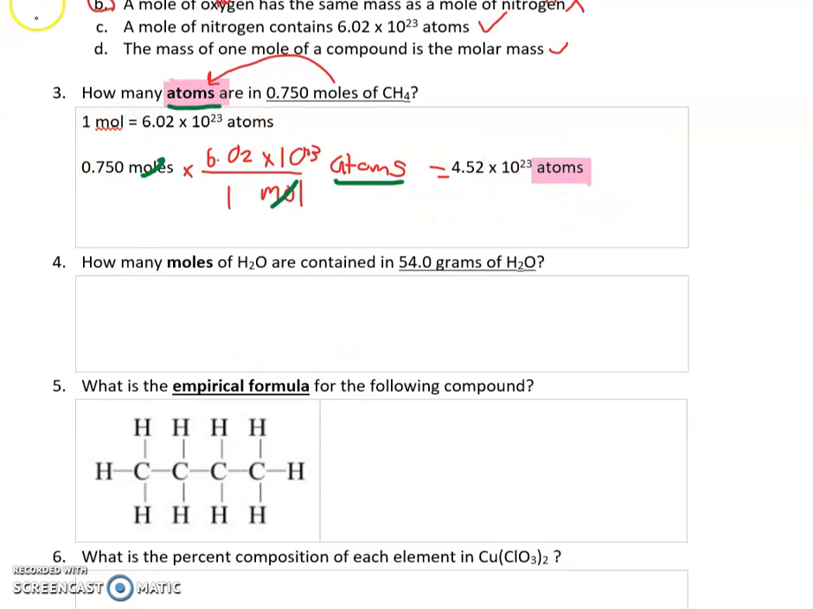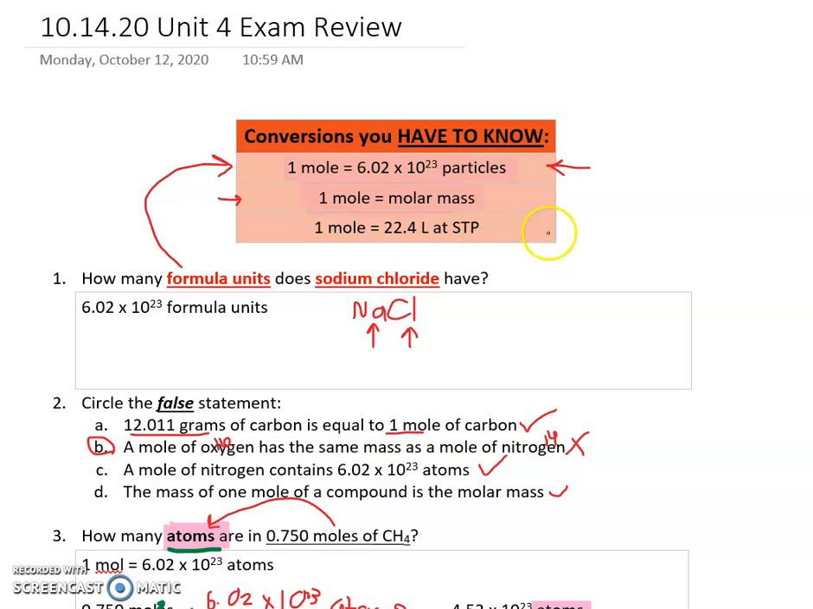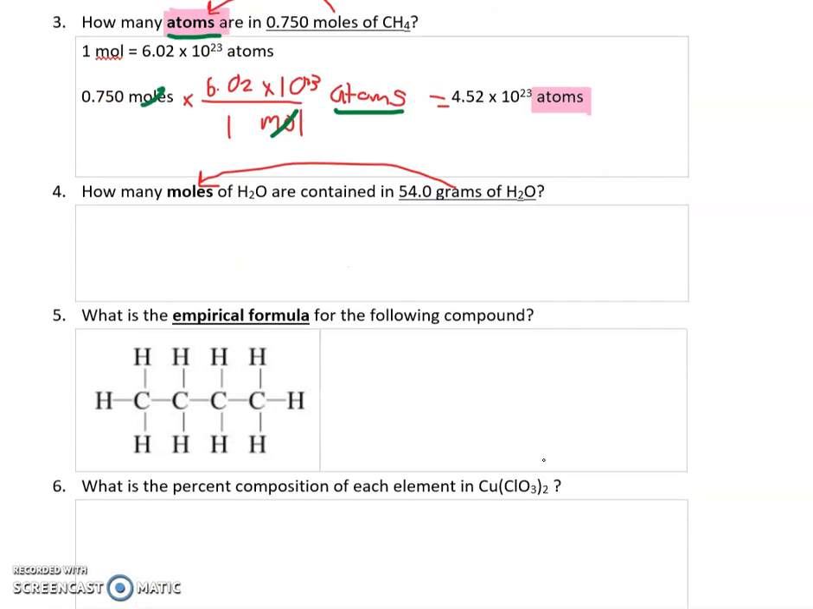All right, let's do another one. How many moles of H2O are contained in 54.0 grams? Ooh, so this one wants me to go from grams all the way to moles. And if I look at my conversions up top, I can use this one. 1 mole is equal to my molar mass. That means I need to find my molar mass.